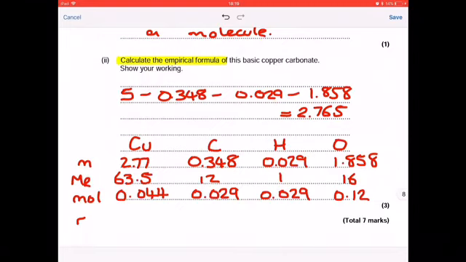So the easiest way to do that is to divide each of the four numbers by the smallest out of the four. In this case, this is either carbon or hydrogen, both of which are 0.029. So therefore, you get one of those. 0.044 divided by 0.029 gets you a 1.5 ratio, and then finally oxygen gets you 4.1, so approximately 4.